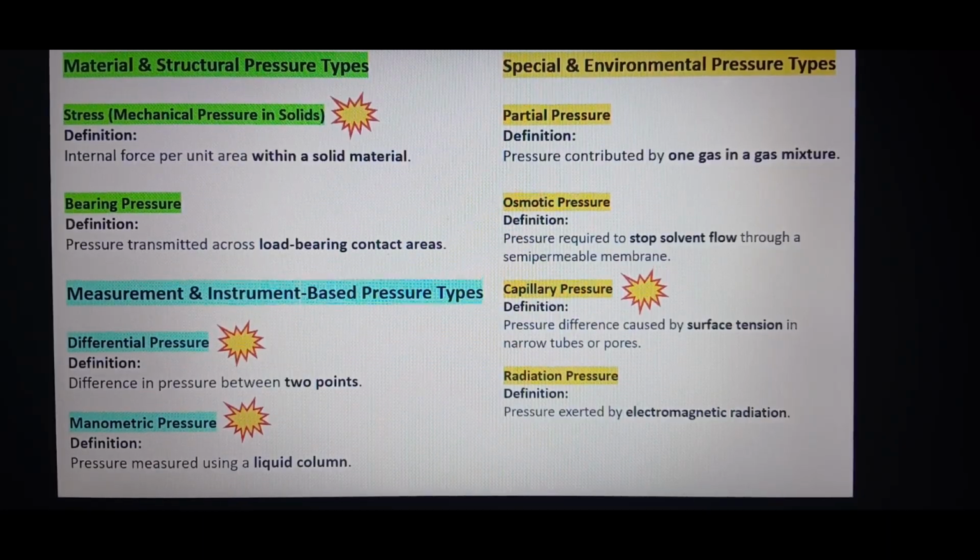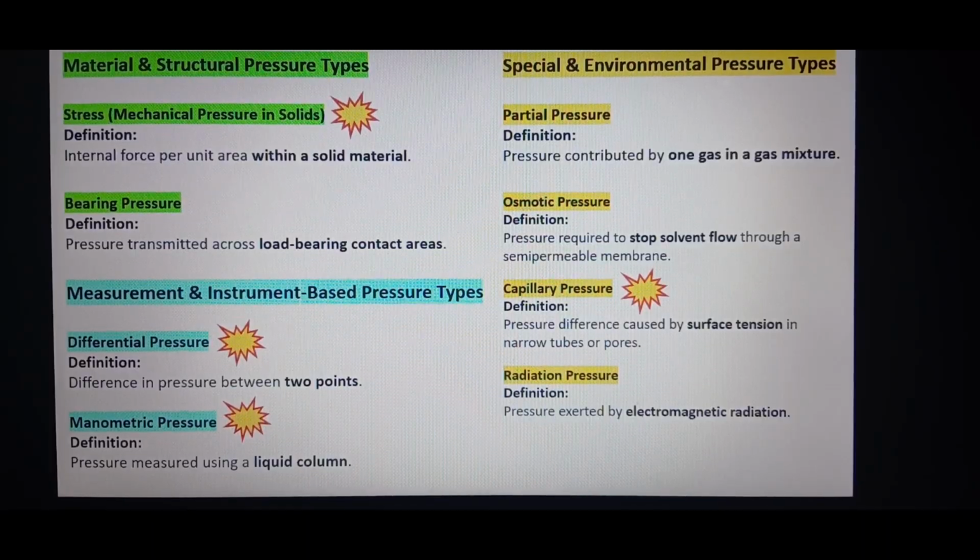Material and structural pressure types. We have stress, mechanical pressure in solids, bearing pressure. Measurement and instrument-based pressure types. You must have heard of differential pressure or manometric pressure. And special environmental pressure types. Partial pressure, osmotic pressure, capillary pressure. Maybe you've heard of that before.